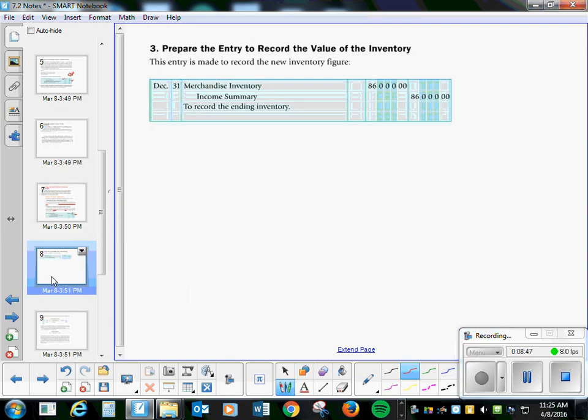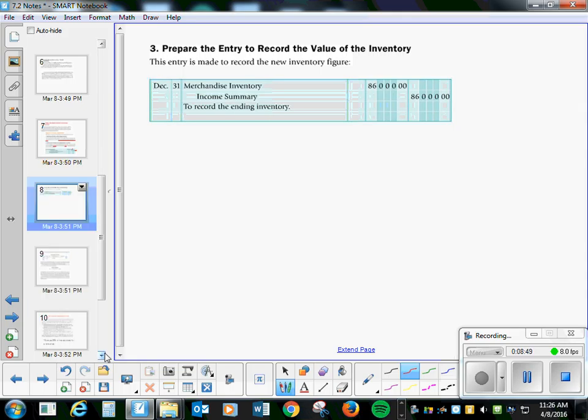Now you have to prepare the entry to record the value of the inventory. So now we know our inventory is now at 86,000 and we need to transfer that amount to the income summary.